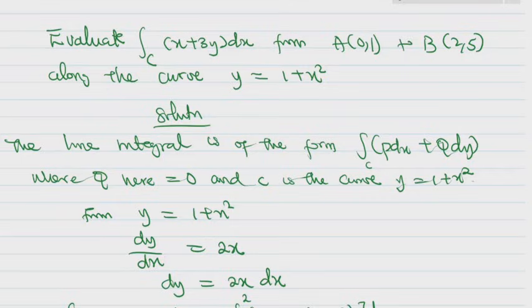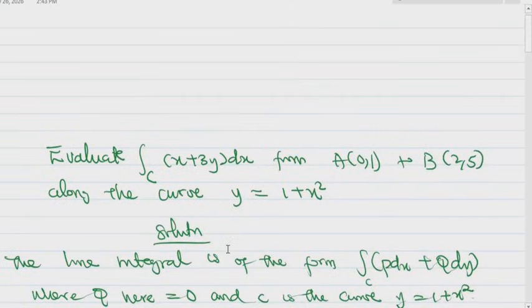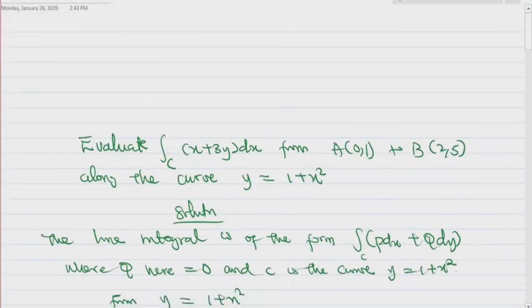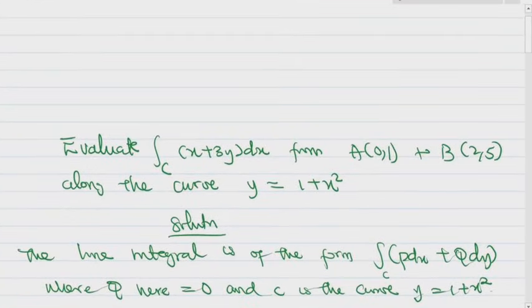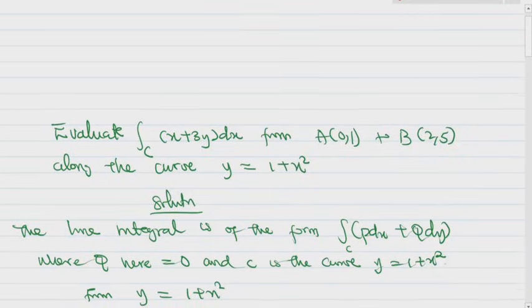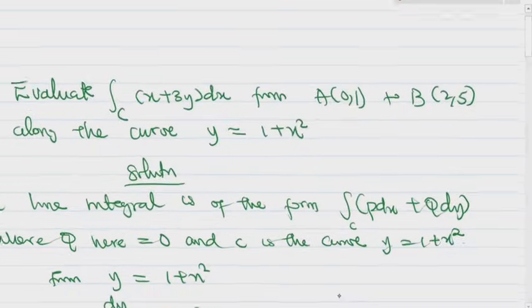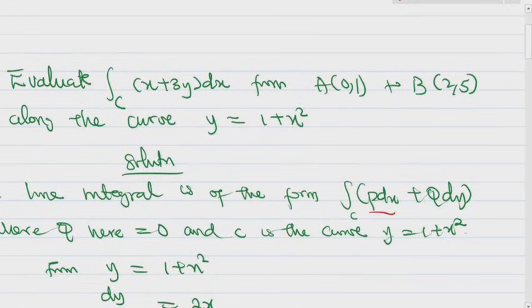Before you even go to the vector line integral, there are some questions that I want us to look at together under the scalar line integral. For instance, this question here. You are given this dx from A to B along that curve. Now, the line integral is of this form: we have p dx plus q dy.